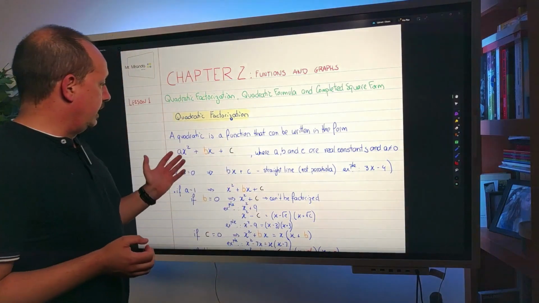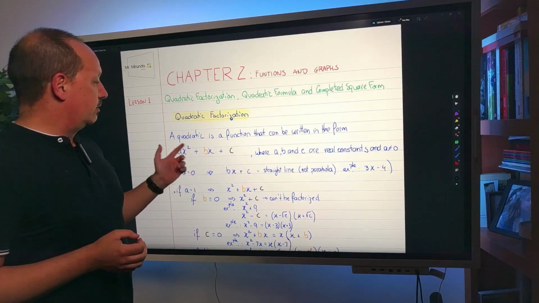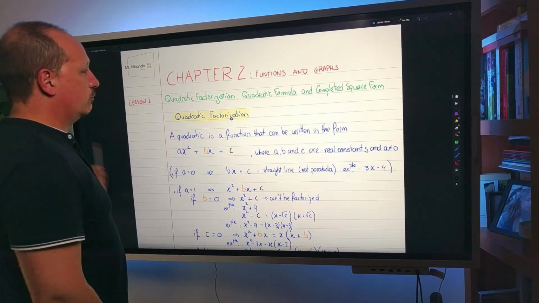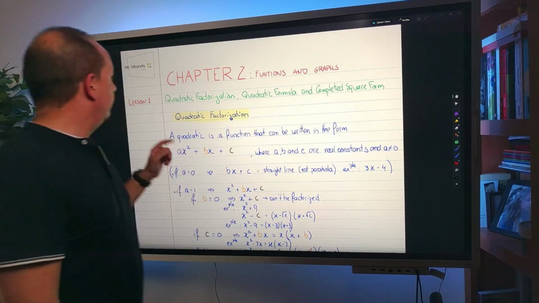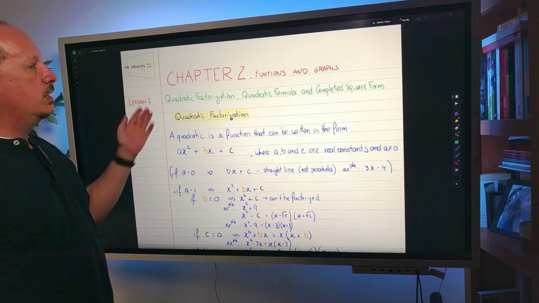So if you see any function that has this term over here, x squared, this means that you are looking at a quadratic. The first thing that we're going to see, and this is for lesson 1, is the factorization of quadratics, the use of the quadratic formula, and the completed square form.